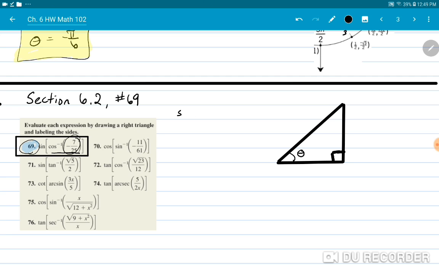So now we remember my SOHCAHTOA. CAHTOA tells me that the cosine of theta is the adjacent over the hypotenuse. So that means this adjacent side is the 7 and the 25 is the hypotenuse. So it must be that the 7 is negative to get that negative 7 over 25.